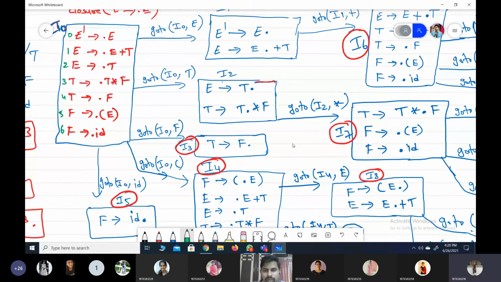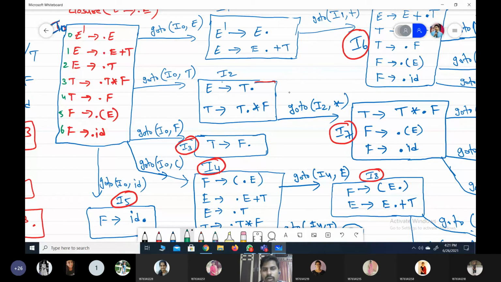On the I2 state, E tends to T dot. What is the production number? We have represented production numbers in the green color for the initial state. E tends to T, the second production. That means we have to represent it as reduced to, so we simply write R2.